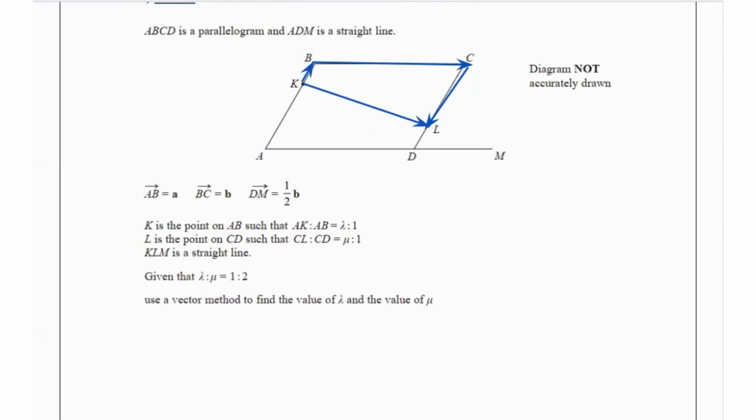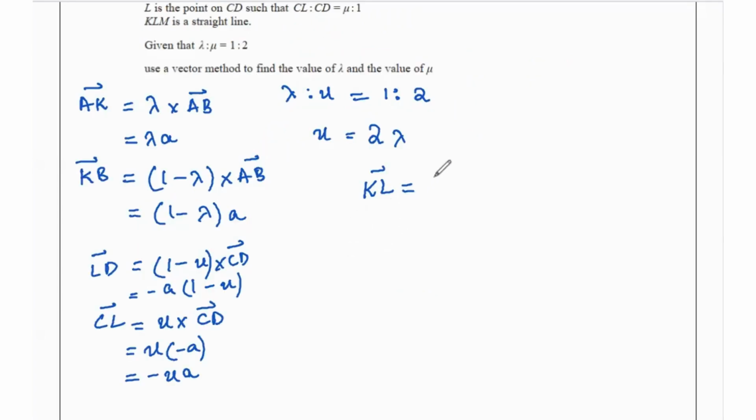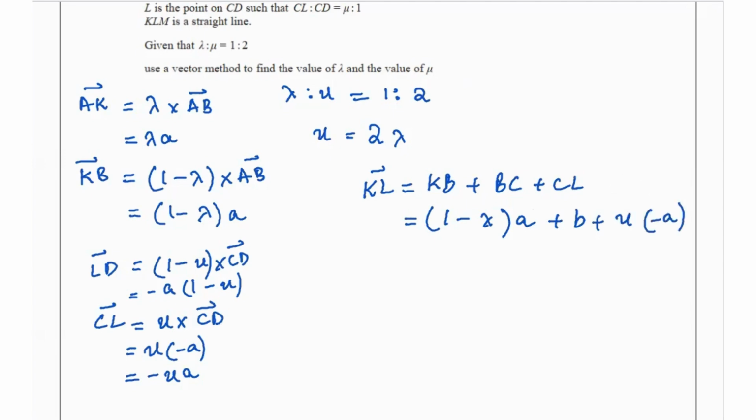Similarly, KM is going to be KA plus AM. We're going to use these two equations to make an equation in terms of lambda and mu, and then further solve it to find the value of lambda and mu. So for the first equation, KL would be KB plus BC plus CL. KB is 1 minus lambda times A. BC is B. And CL is mu times negative A.